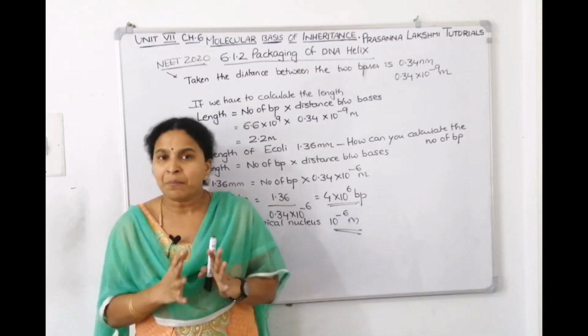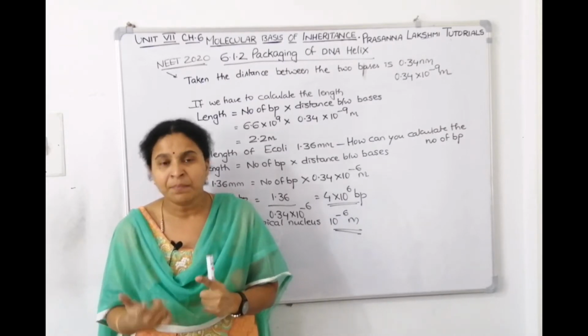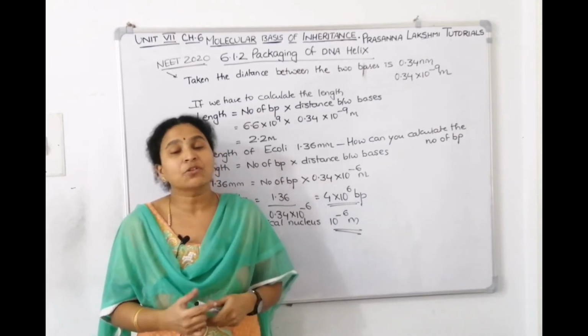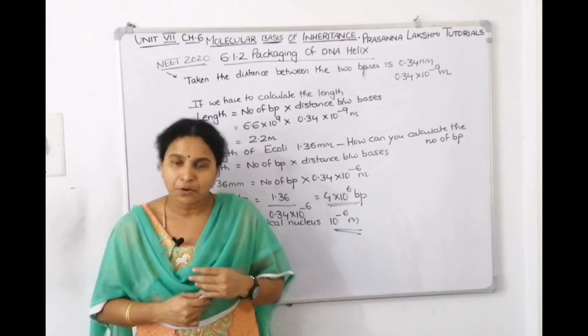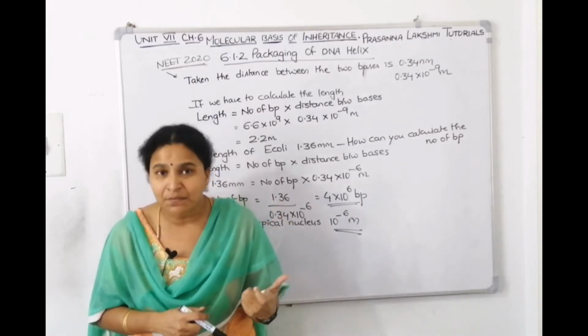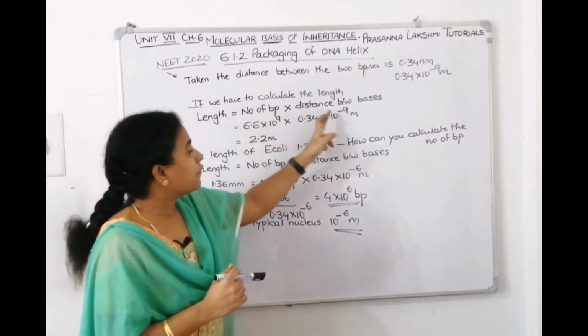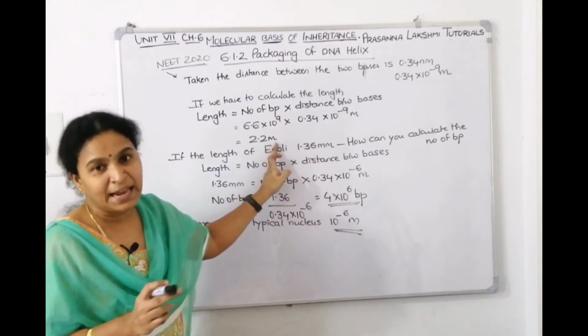That we will see. In prokaryotes there is no nucleosome. First we will finish the packaging of prokaryotic DNA, then we will go to the packaging of eukaryotic DNA, which we will explain with the nucleosome model. So we started the topic of packaging of the DNA helix and told how to calculate the length. If you know the base pairs and the distance, you multiply and calculate the length.